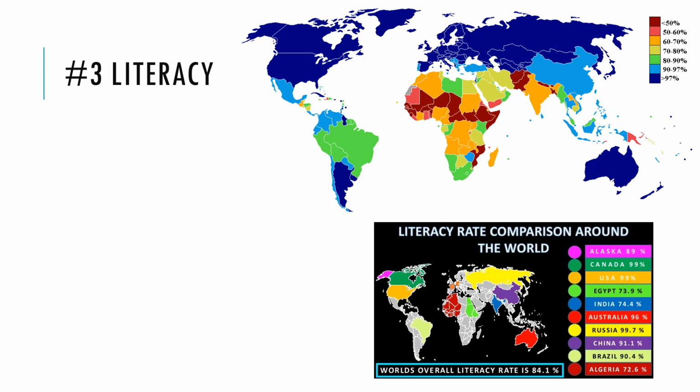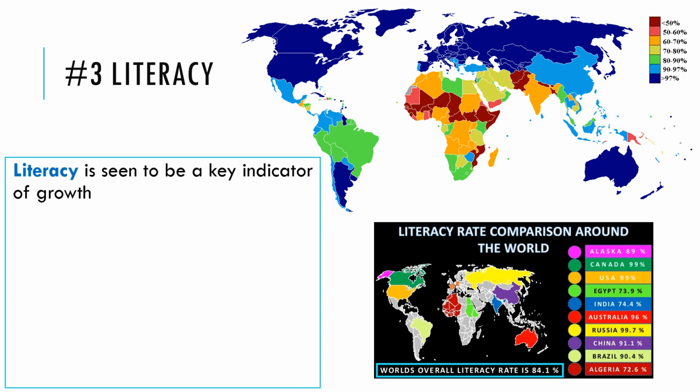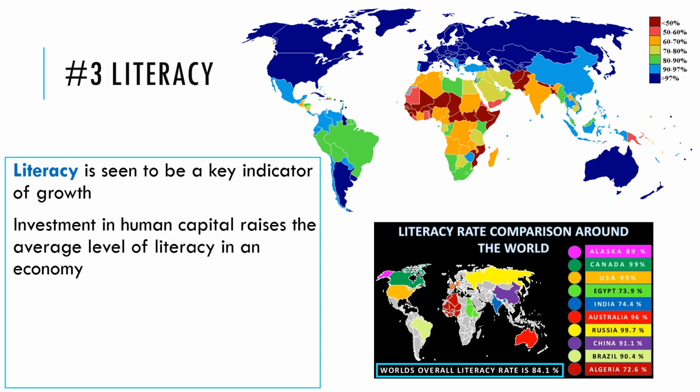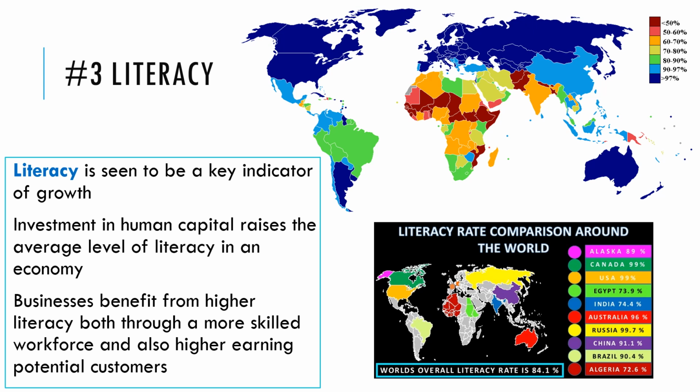The third measure of economic performance that a business might take into consideration is literacy rates, so the percentage of the population that can read and write. This is considered a key indicator of growth. Investment in human capital raises the average level of literacy in an economy, and businesses might benefit from higher literacy, both through a more skilled workforce to produce their products, but also if the population is more literate, they probably earn more and therefore become better potential customers.